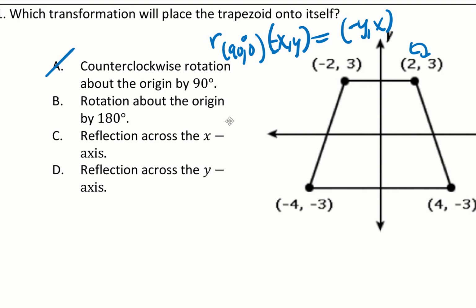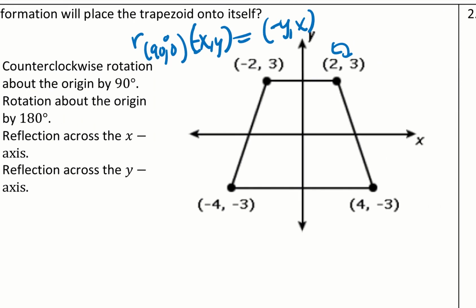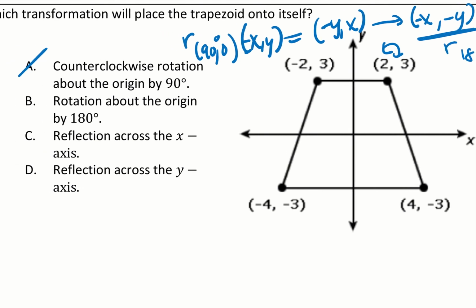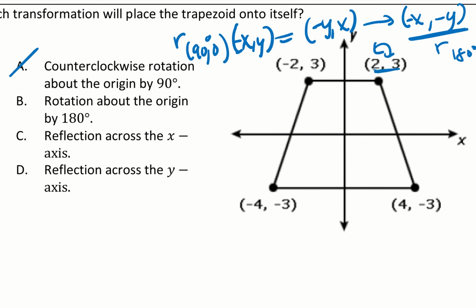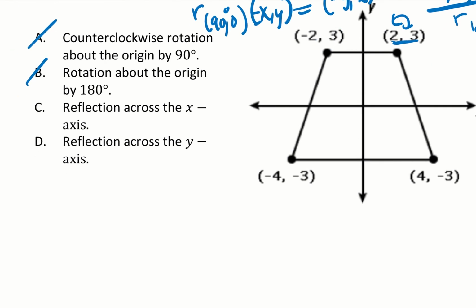All right, so next one is rotation. If I want to rotate about 180 degrees, I'm basically going to do two of those 90-degree rotations. So if I take this and do another rotation, I would just switch the coordinates again, and then put a negative in front of that. So there you go. This is my rule for rotation 180 degrees. If I did that, this will turn into (negative 2, negative 3), which is definitely not this, right? So therefore, it's not going to solve the problem by rotating it another 90.